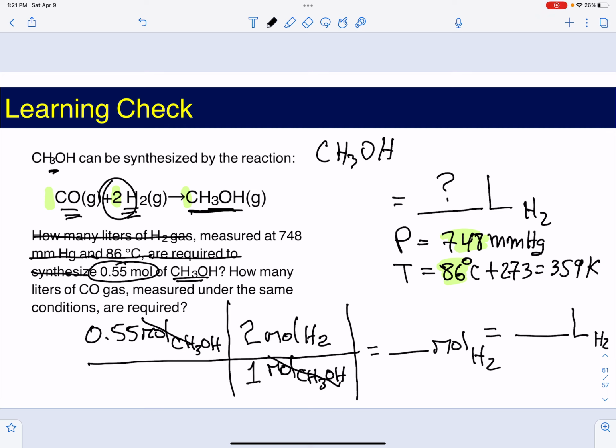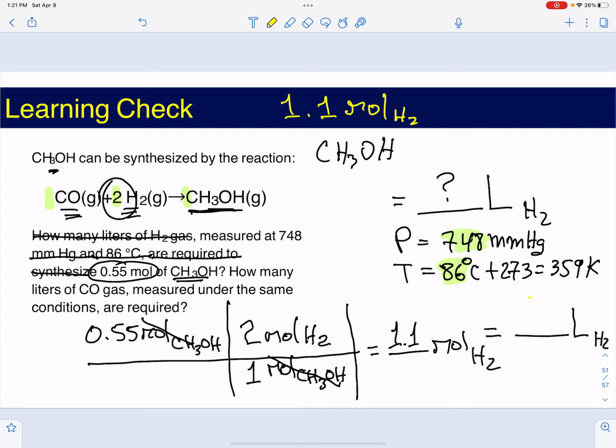So 0.55 multiplied by 2 equals 1.1 moles of hydrogen. So that's what we have. We found that we have 1.1 moles of hydrogen required to react with 0.55 moles of methanol. Pure and simple stoichiometry. We haven't used anything with gases yet. However, that's not what the question is asking.